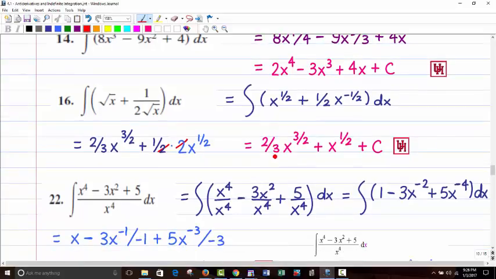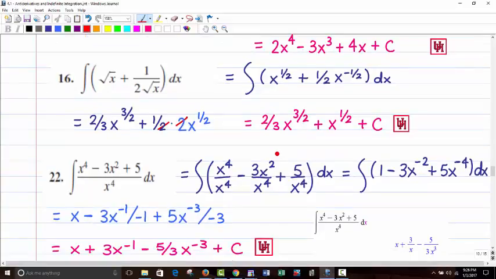All right, here's one with division. So as I mentioned before, there's no quotient rule here. So the way you would handle this kind of problem is you just divide it term by term. So you just put x to the 4 over x to the 4 minus 3x squared over x to the 4 plus 5 over x to the 4. So x to the 4 over x to the 4 is 1.